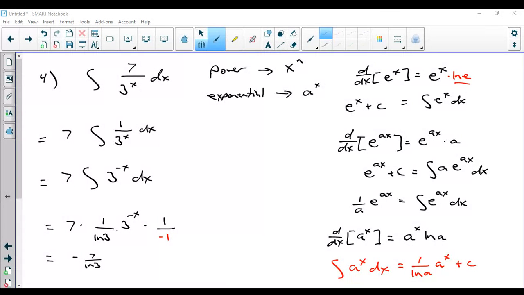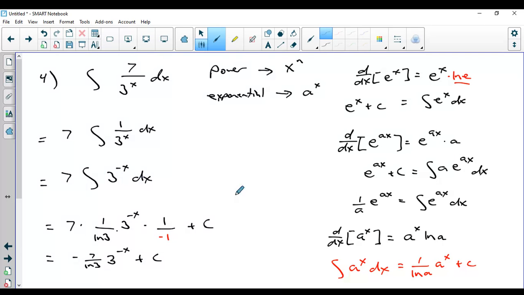Move this little screen here if I can. And then 3 to the negative x. And then, of course, plus c. I should probably put the plus c there. And that's my final answer. And again, if you don't buy that, just take the derivative of this, right? There's a family of functions differing by constant, such that if you took the derivative of this, you would literally just get 7 times 3 to the negative x, which is equivalent to 7 over 3 to the x.